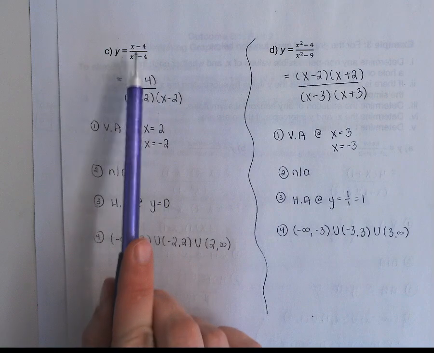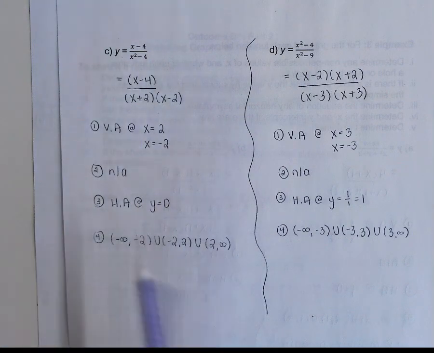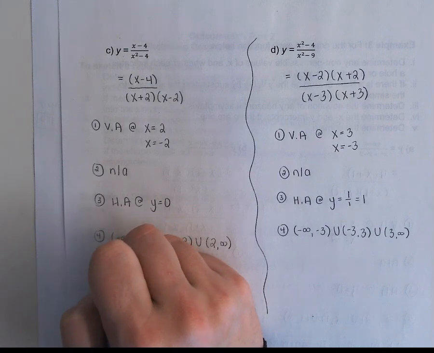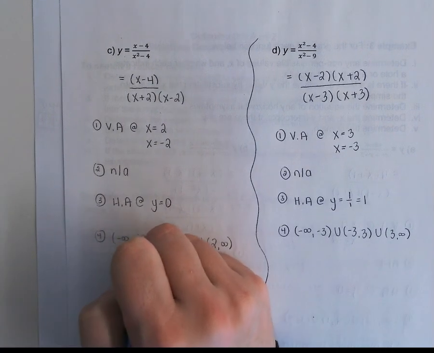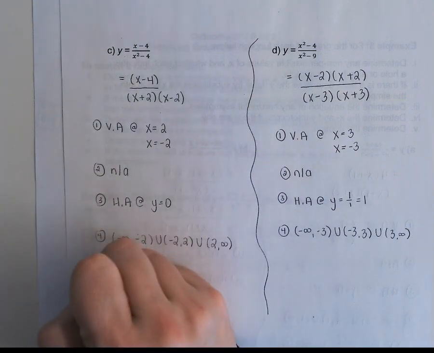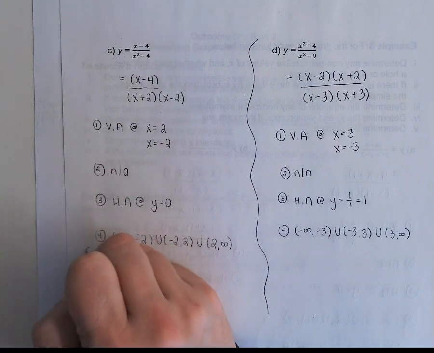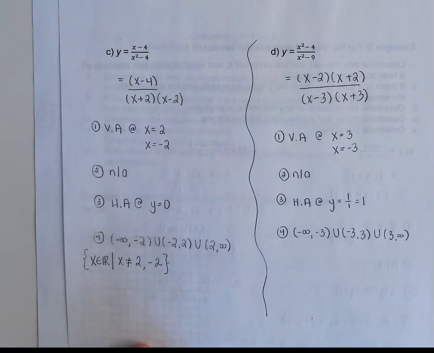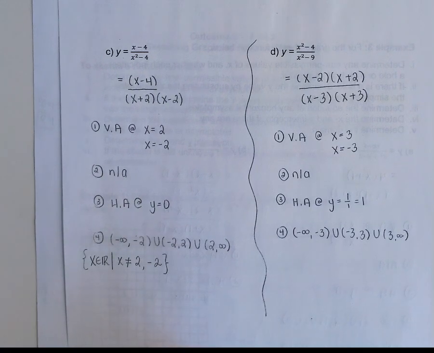In this case, the degree of the top is smaller than the degree of the bottom, so the horizontal asymptote is at y equals 0. And again, my domain just skips over my non-permissible values. If you were writing this in the other notation, you could say x cannot be 2 and negative 2. I guess technically you should write x ∈ R such that x cannot be 2 or negative 2. That would be the other notation. I'll let you guys find your x and y intercepts for that. I'm sure you can manage that.